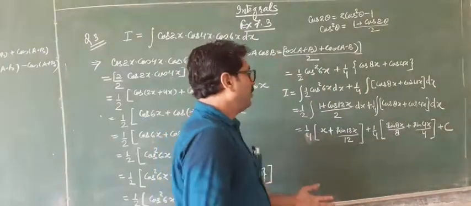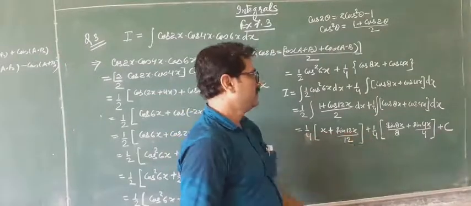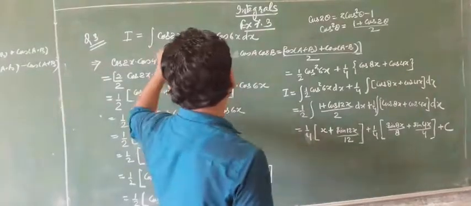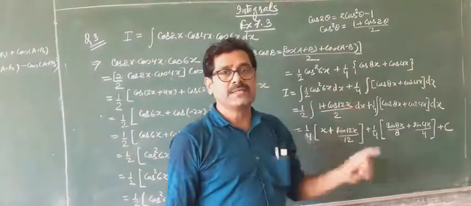If you want, you can take this 1 by 4 as common. Otherwise this is the answer. This is the answer of the integration of cos of 2x, cos of 4x and cos of 6x.